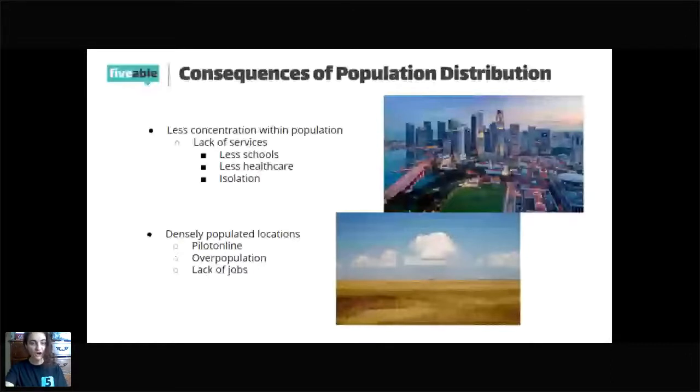To move on, an example of a densely populated location is Singapore, right? It's densely populated. We might see pollution, we might see overpopulation, we might see lack of jobs, but it's a very developed country. It's a very developed region, I mean region, sorry.